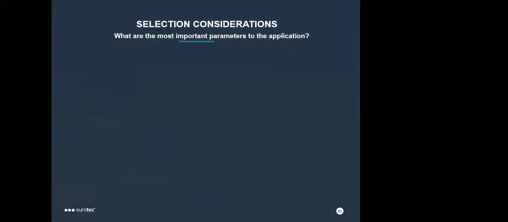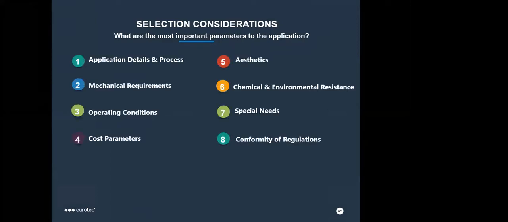So, when we select a suitable material for our specific application, what parameters should we consider? Which material properties are important for us? Let's give an eye to selection considerations. Here you may see basic parameters for the material selection.